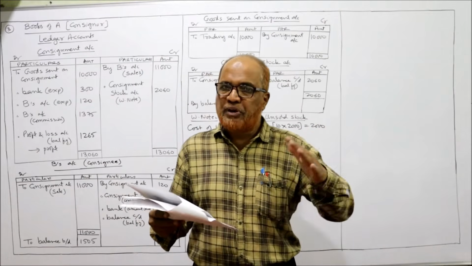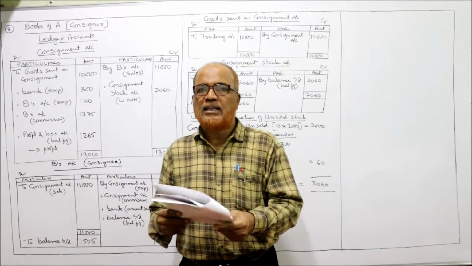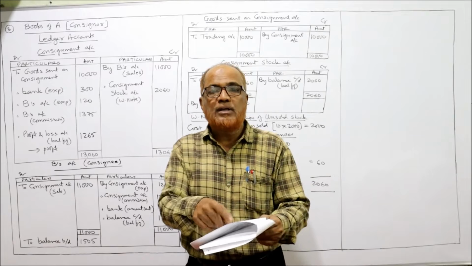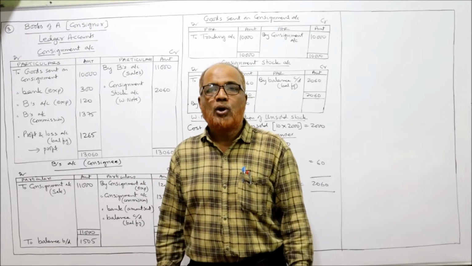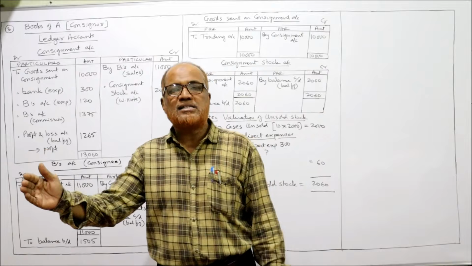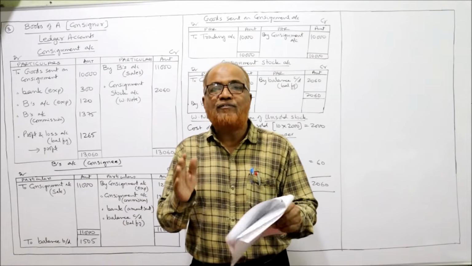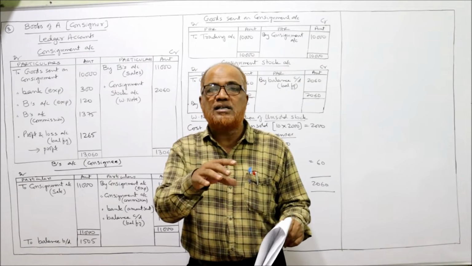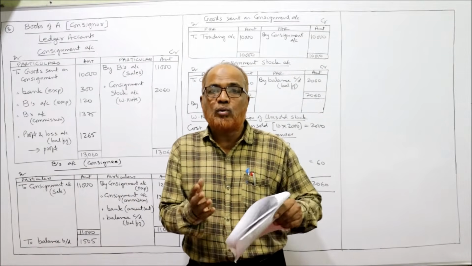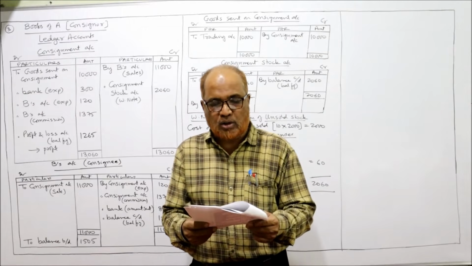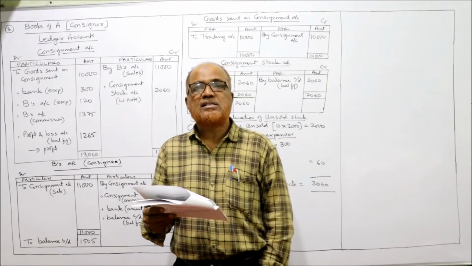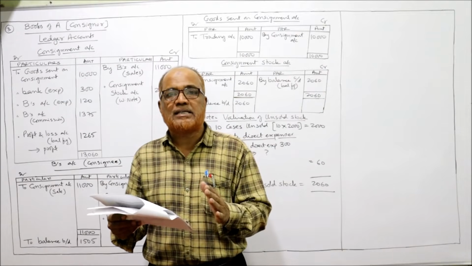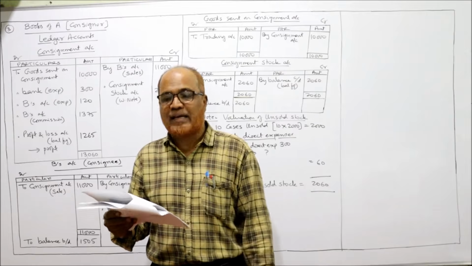Now, a new point. In the previous 2 problems we have done, the entire goods were sold by the consignee. But in this problem, some part is unsold. Total number of cases sent by the consignor is 50. Out of 50, 40 cases are sold by the consignee. The remaining 10 cases are unsold. So we have to calculate the value of unsold stock, right? And 40 cases were sold for rupees 11,000. Stock of unsold goods on hand is 10 cases. That we have to find out, the value of 10 cases.